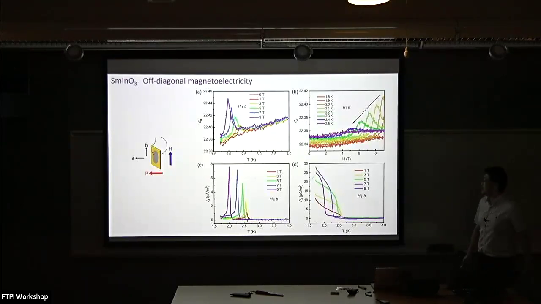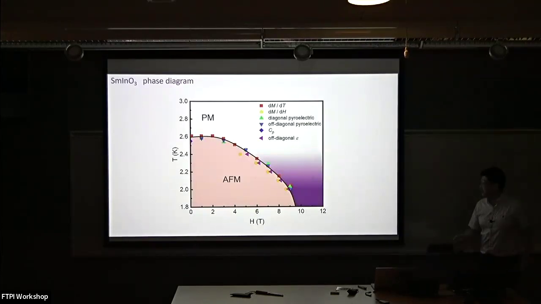And this sample also shows off-diagonal magnetoelectric response. You can see in the off-diagonal situation, the anomaly in the dielectric permittivity is much enhanced. And we also get a higher polarization value from this pyroelectric measurement. So that means the magnetoelectricity in this system is dominated by off-diagonal response. And here is a magnetic phase diagram summarizing all the data we have.